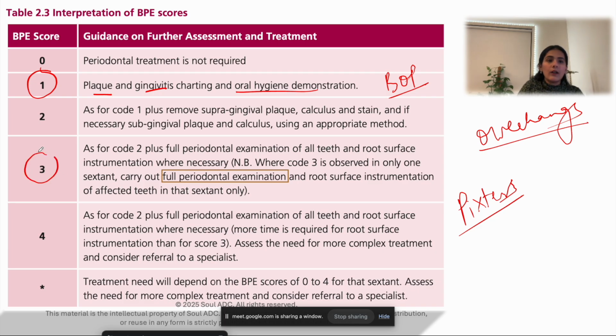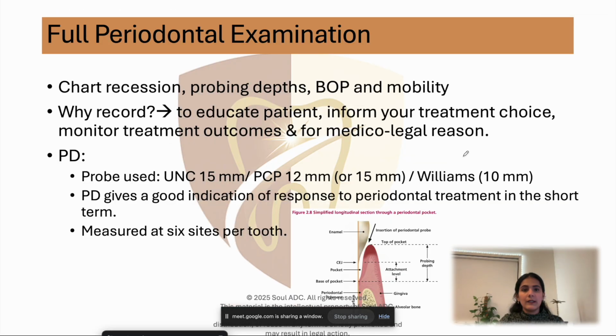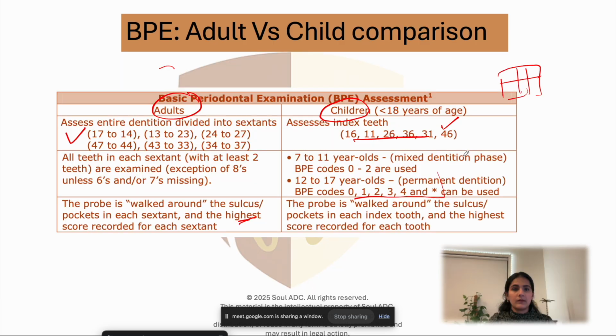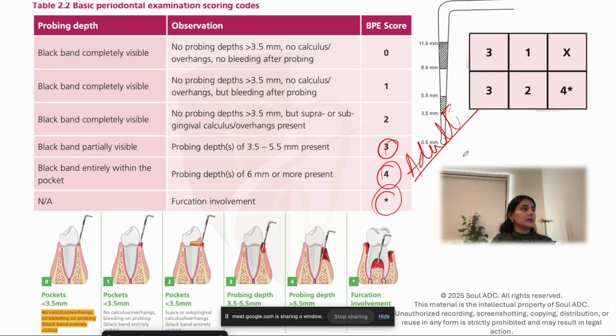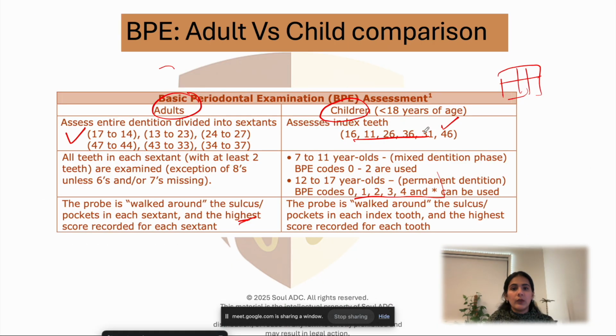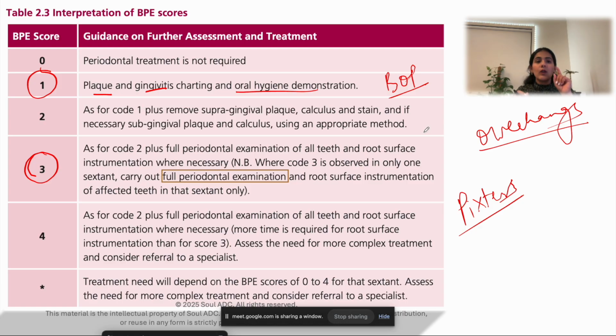Now when we talk about score number 3, what was score number 3? Score number 3 was probing depth 3.5 to 5.5. That means it is somewhere in between. So when we are talking about this, for that particular section we are going to do a full periodontal examination. We'll discuss that. So we'll do a full periodontal examination wherever the score comes out to be 3.